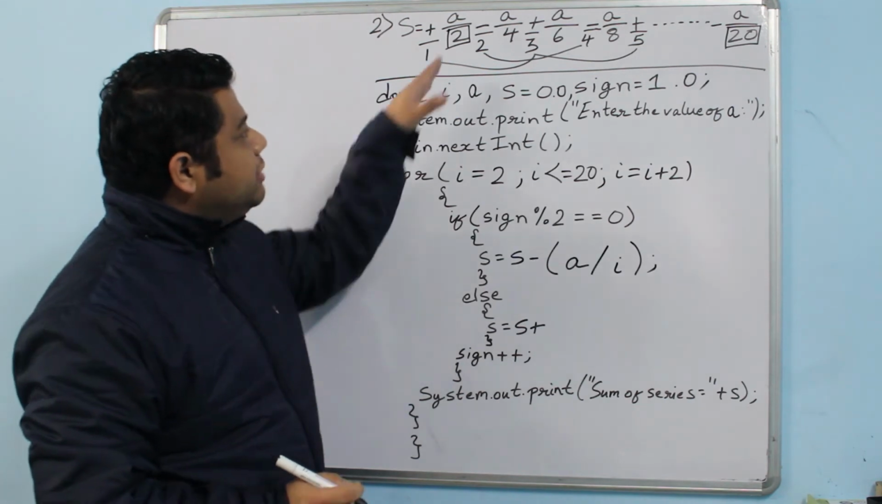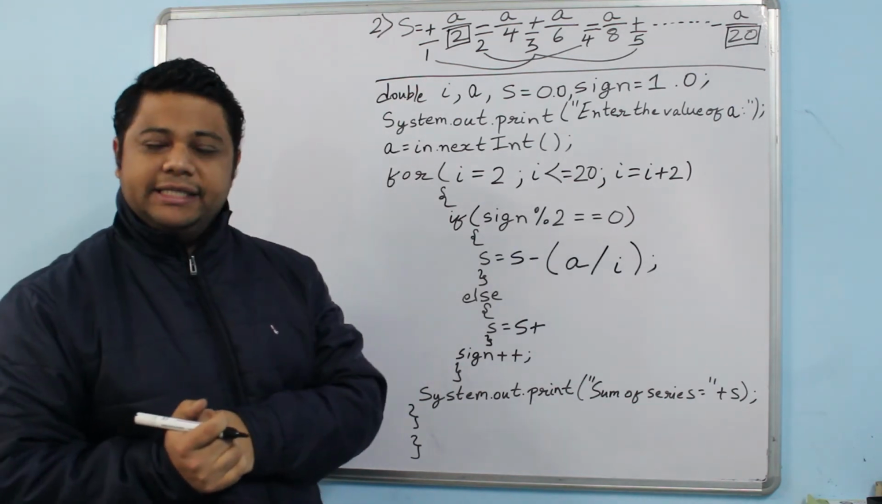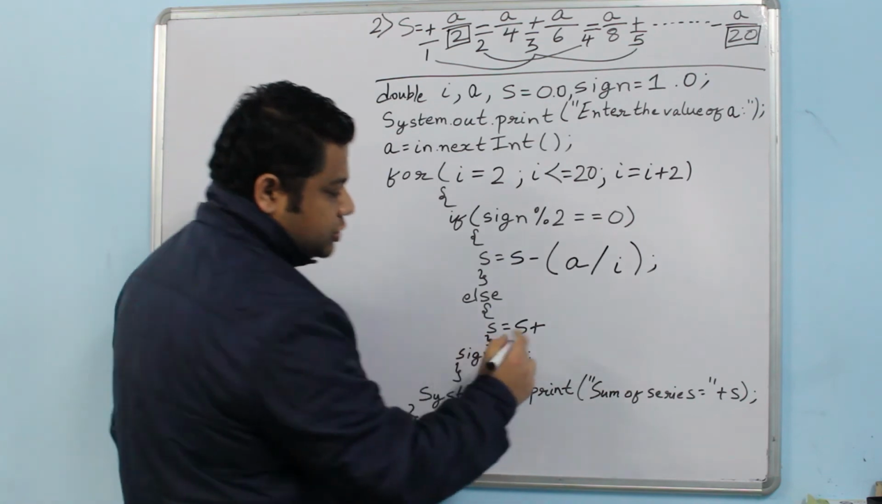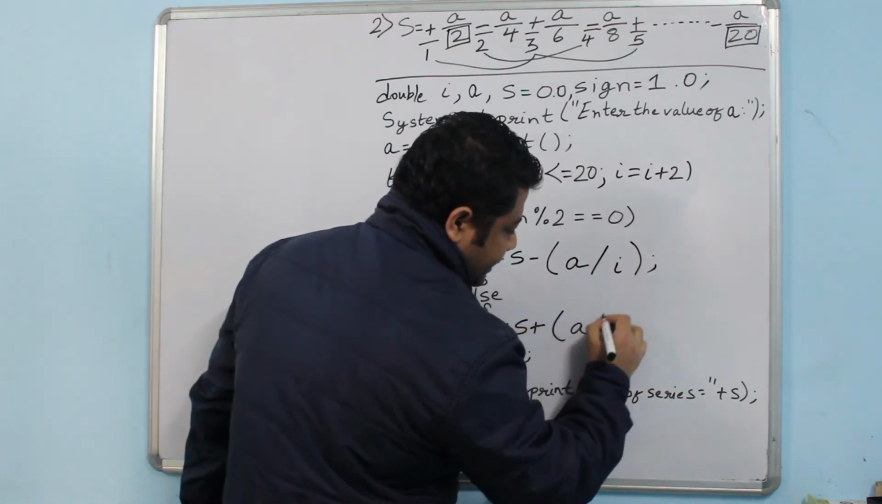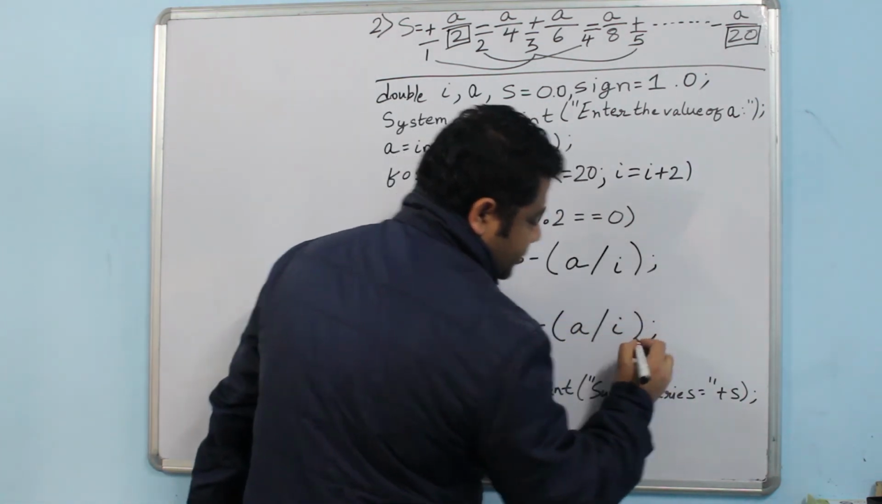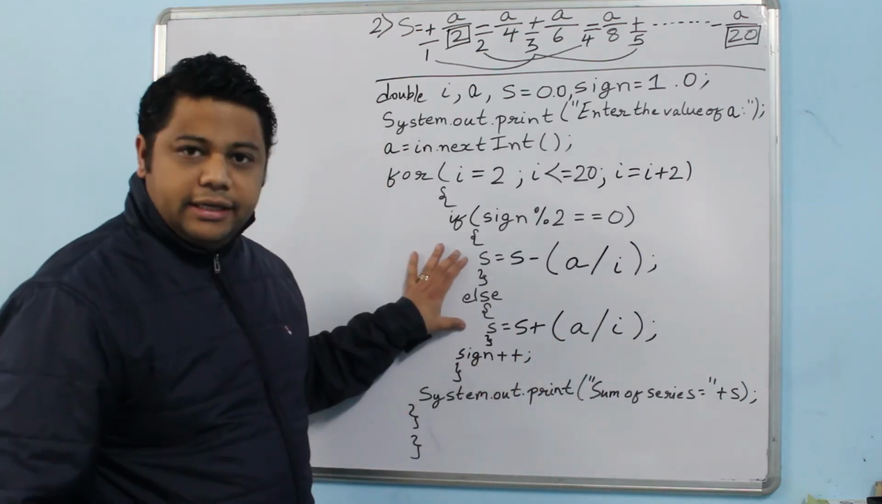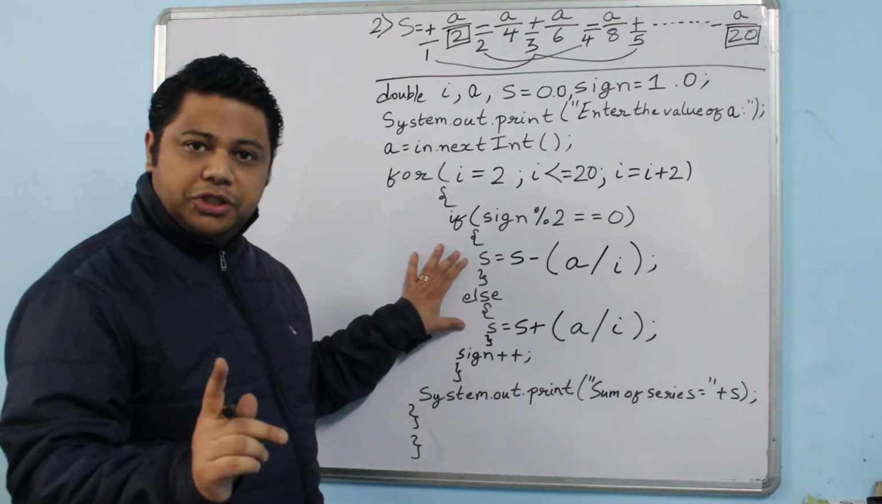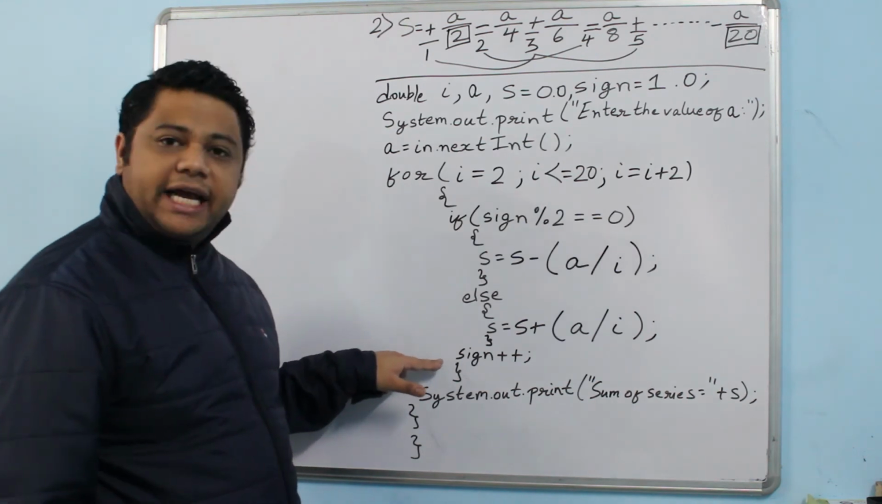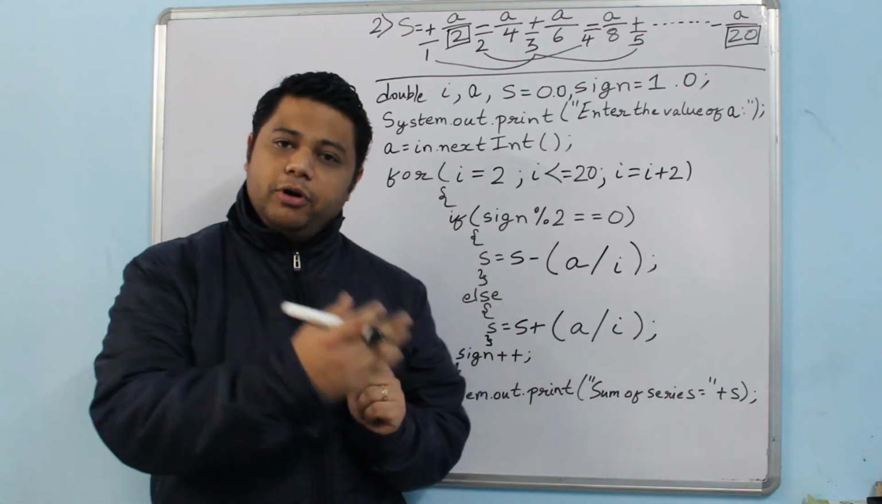Now the second one also, if you look at the pattern, is almost the same. It's a divided by i. So we have S equals S plus a divided by i. So this is how we complete the if-else statement. I hope you have understood this one. After that we increment the value of sign over here because sign has to be positive then negative.